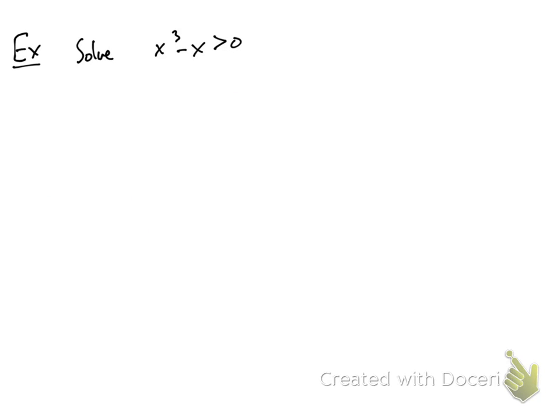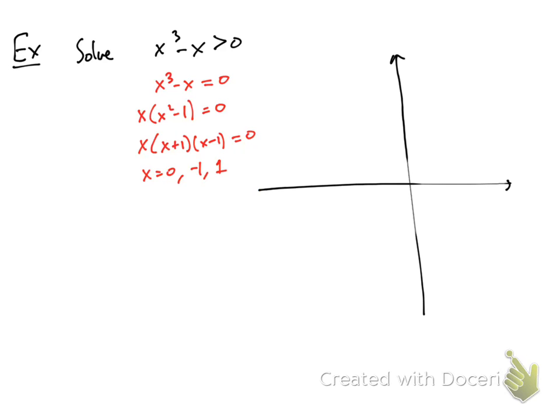So we have x cubed minus x is greater than 0. First I'll set this equal to 0, and then factor it. I can factor out an x, leaving x squared minus 1, so x times x plus 1, x minus 1 is equal to 0. I get x is equal to 0, negative 1, and positive 1. Those will be the intercepts of this function. When I graph this, the function hits the x-intercepts at 0, positive 1, and negative 1. The leading term is positive, and because the degree is odd, I'm going to start in the opposite direction.